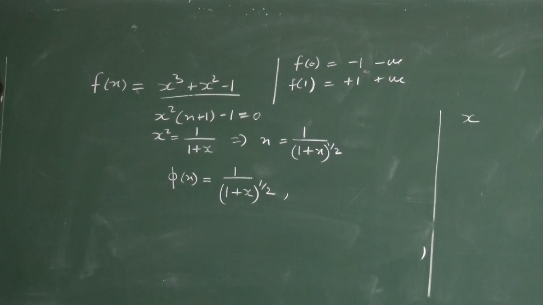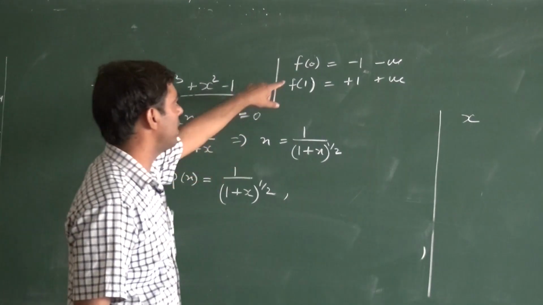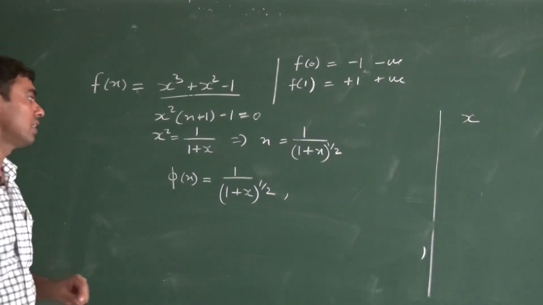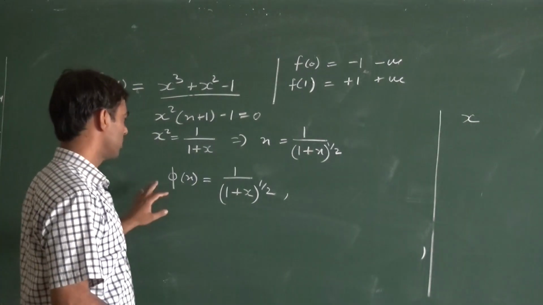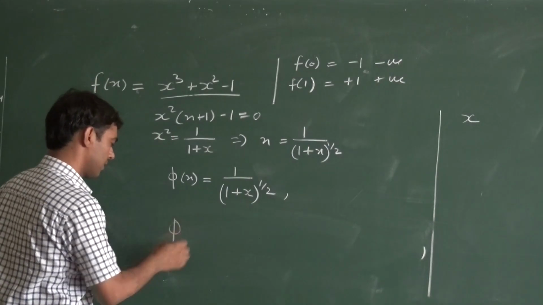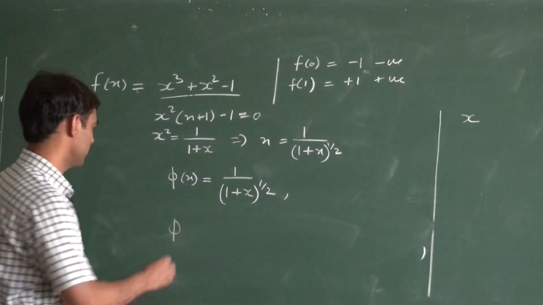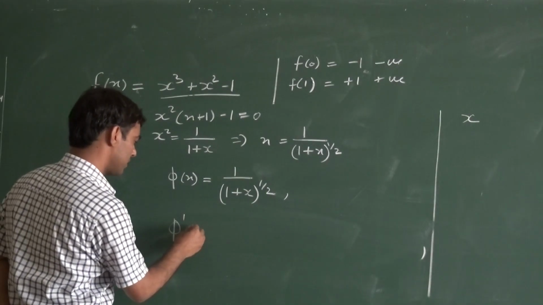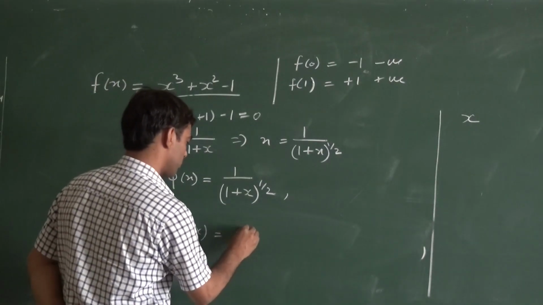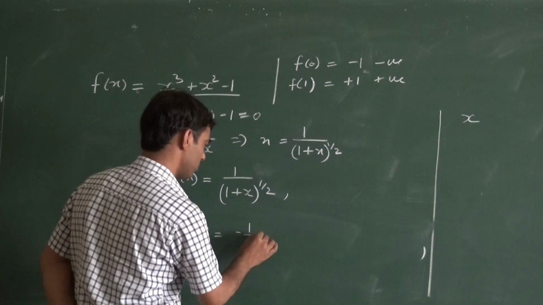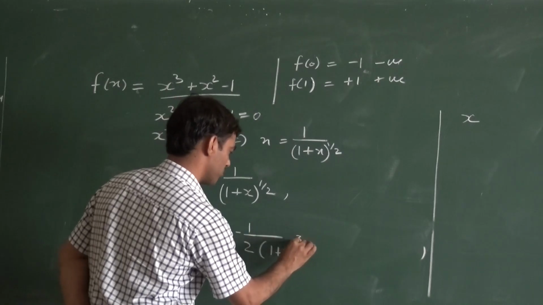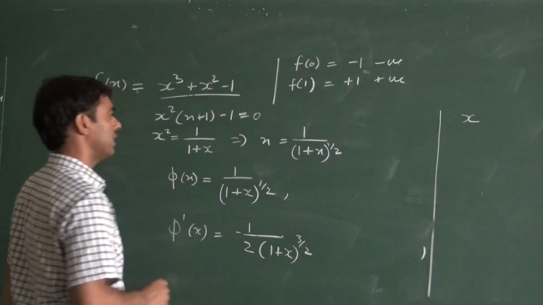Now, if we take any initial value from 0 to 1, will this form of phi x converge to our actual root or not? How do we decide? For this, we find phi dash x. What is phi dash x? Phi dash x equals minus 1 by 2 into 1 plus x to power 3 by 2. This one is phi dash x.